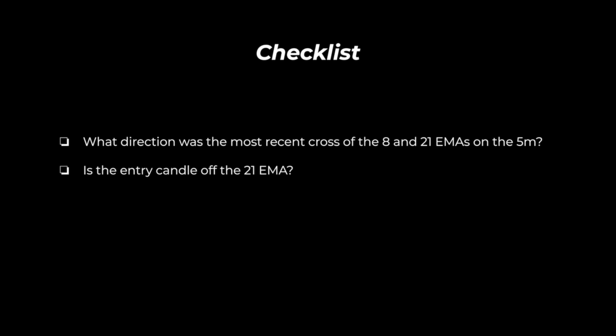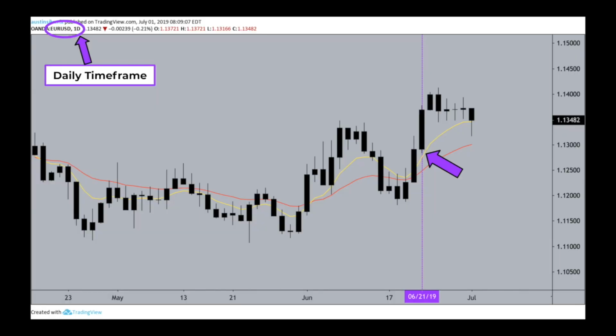You want to also ask yourself, is the entry candle off the 21 EMA? And is the entry candle maintaining solid market structure? Are we buying it as we're making higher lows and higher highs? Are we selling it as we're making lower lows and lower highs? Are we in that proper market trend, market structure?